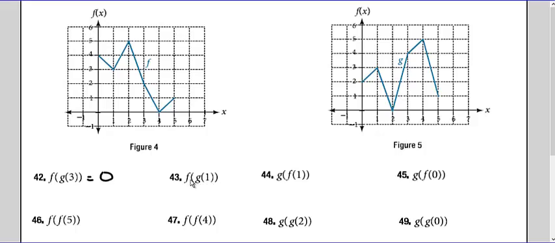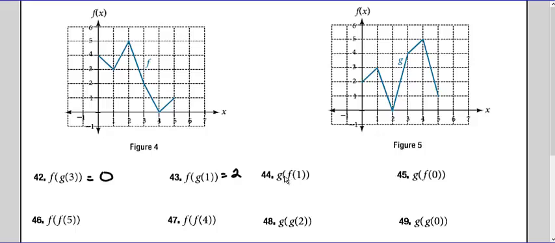Okay, the next one is f of g of 1. So we go over here. This is the g function, g right there. So g of 1 is 3. f of 3 is 2. So don't just copy these down. Make sure you understand what I'm doing.